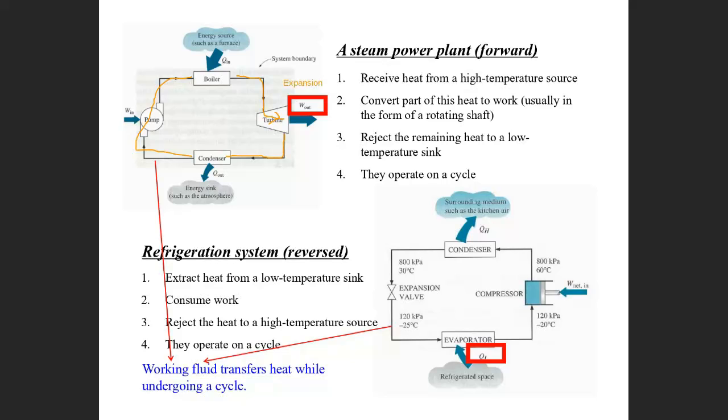The working fluid is the steam, water steam. The water steam receives heat from the high temperature source, and then through the expansion process converts part of this heat to work. And we understand according to the second law, some energy will simultaneously be degraded to a lower energy value. So we also reject some heat to a low temperature sink. The water steam, the working fluid, operates on a cycle.